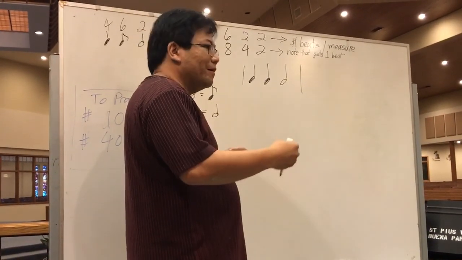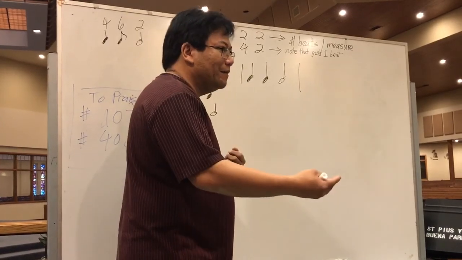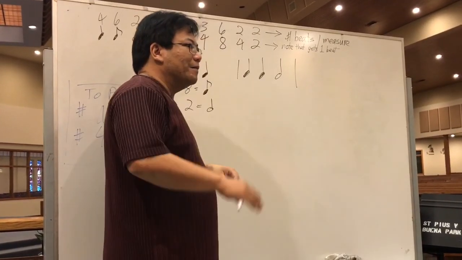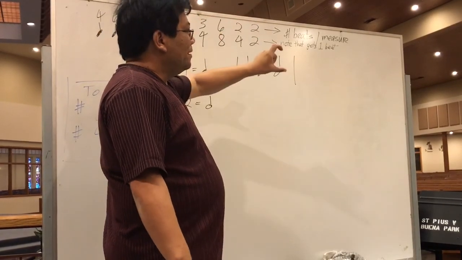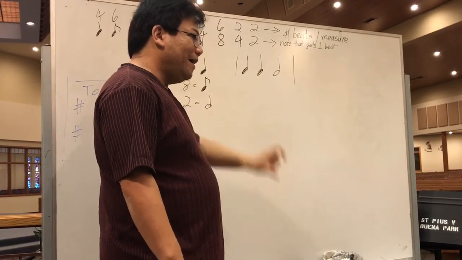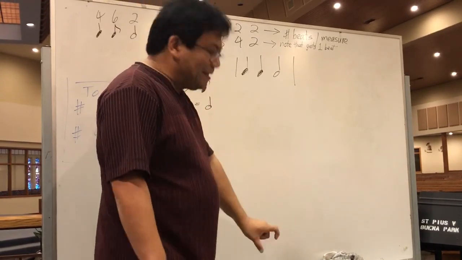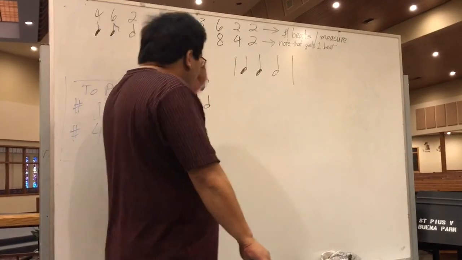What is longer, half note or quarter note? Half note, that's longer. So to be very quick, whole note is the longest, half note is half of that, quarter note is half of that, eighth note is half of that, 16th note is half of that. That's the note family tree, right?